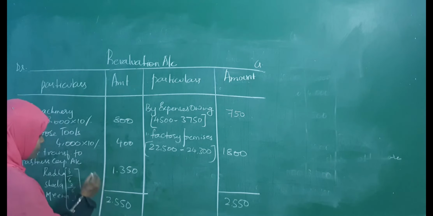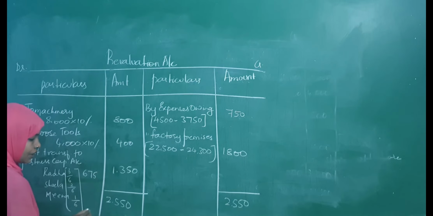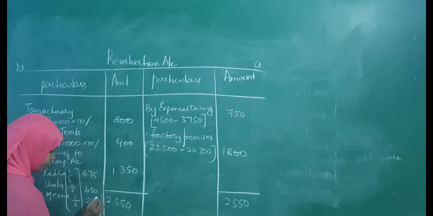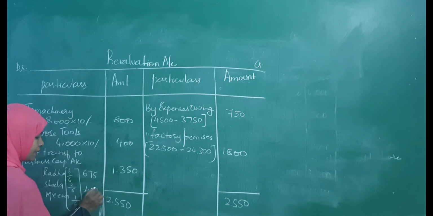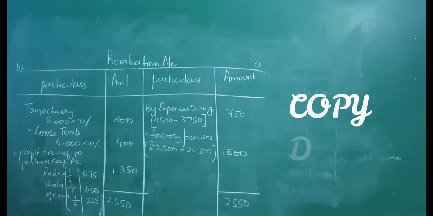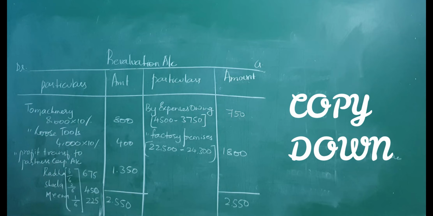So 1,350 you have to share. It comes to 675, then 450, then 225. Fine. So we got the profit. Profit we are going to transfer to partners capital account. Fine. I'll just do partners capital account. Same thing how I did in the previous sum. In the same manner you are going to do the partners capital account.